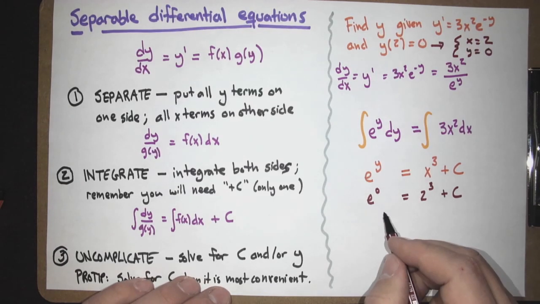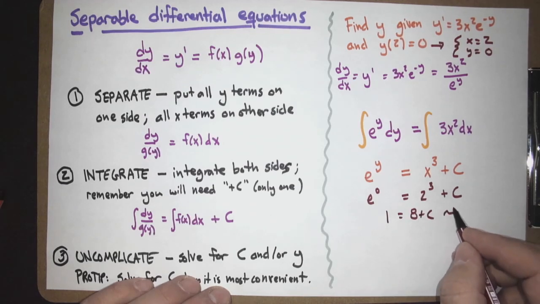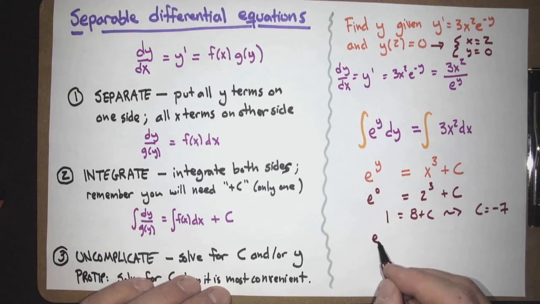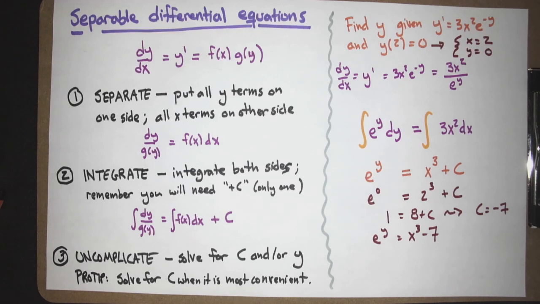Someone had cracked this code. 1 equals 8 plus c. So what is c? C is -7. So we have e to the y equals x cubed minus 7. Now, are we done? And why not?